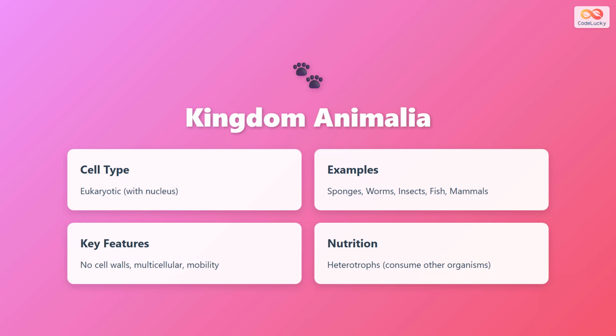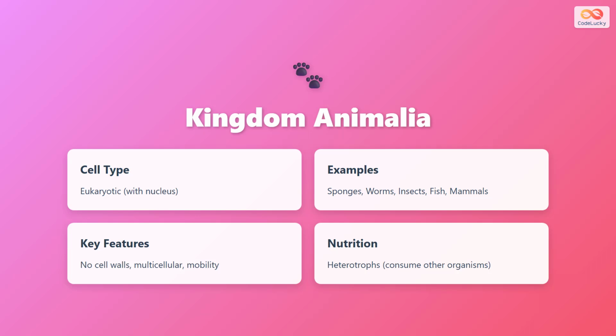Finally, we arrive at Kingdom Animalia, which includes all animals, including humans. Animals are eukaryotic organisms with cells that contain a nucleus. Unlike plants and fungi, animal cells do not have cell walls, giving them more flexibility in shape and movement. Animals are multicellular, meaning their bodies are made up of many cells working together. Most animals are capable of movement at some point in their life cycle.